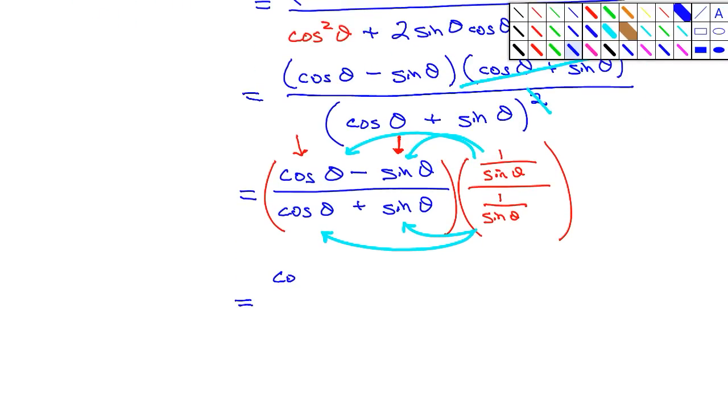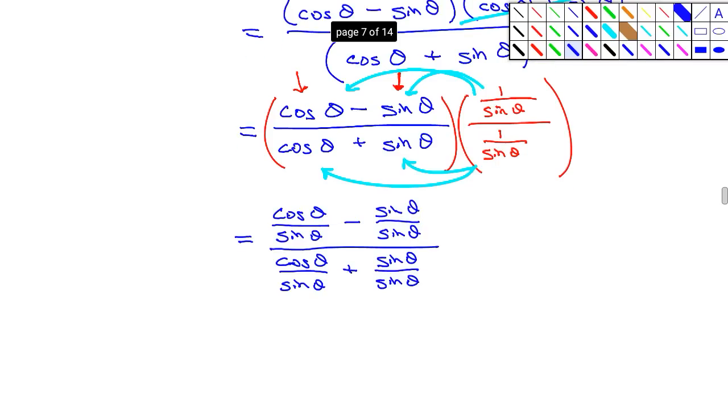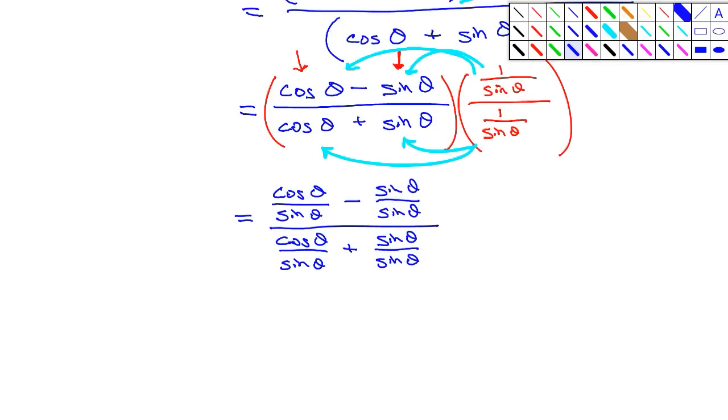And we get cosine theta over sine theta minus sine theta over sine theta divided by cosine theta over sine theta plus sine theta over sine theta. But cosine theta over sine theta is cotangent theta. Sine over sine is 1, and cotangent theta plus 1 in the bottom. And that's that.